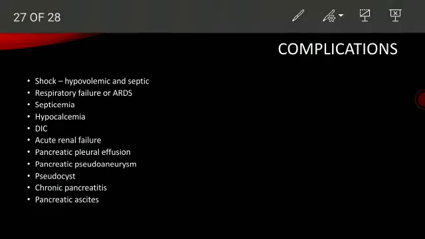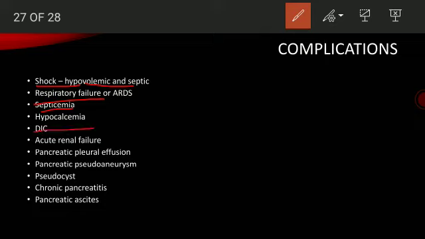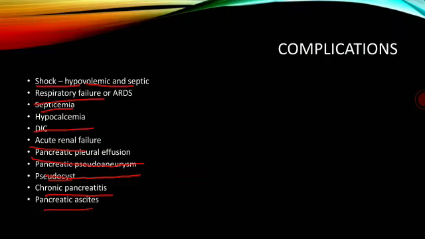So what are the complications of pancreatitis? Shock, hypovolemic or septic. Hypovolemia occurs in pancreatitis due to capillary leak and vomiting, which leads to increase in hematocrit, blood urea, and serum creatinine levels. Then respiratory failure or ARDS, septicemia, hypocalcemia, DIC, acute renal failure, pancreatic pleural effusion, pancreatic pseudoaneurysm, pseudocyst, chronic pancreatitis, and pancreatic ascites. These are the complications. If pancreatitis is not treated, it may lead to these complications.